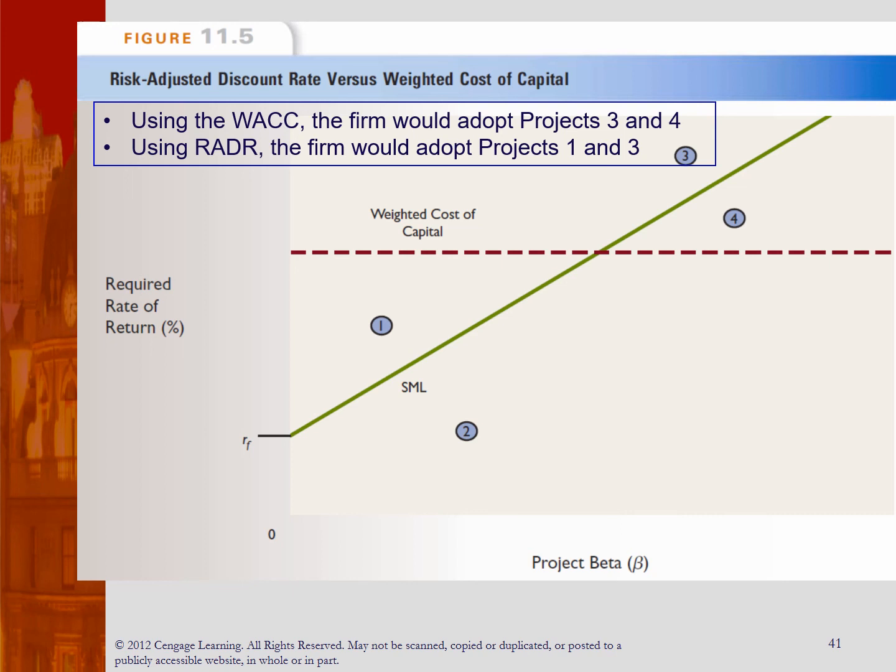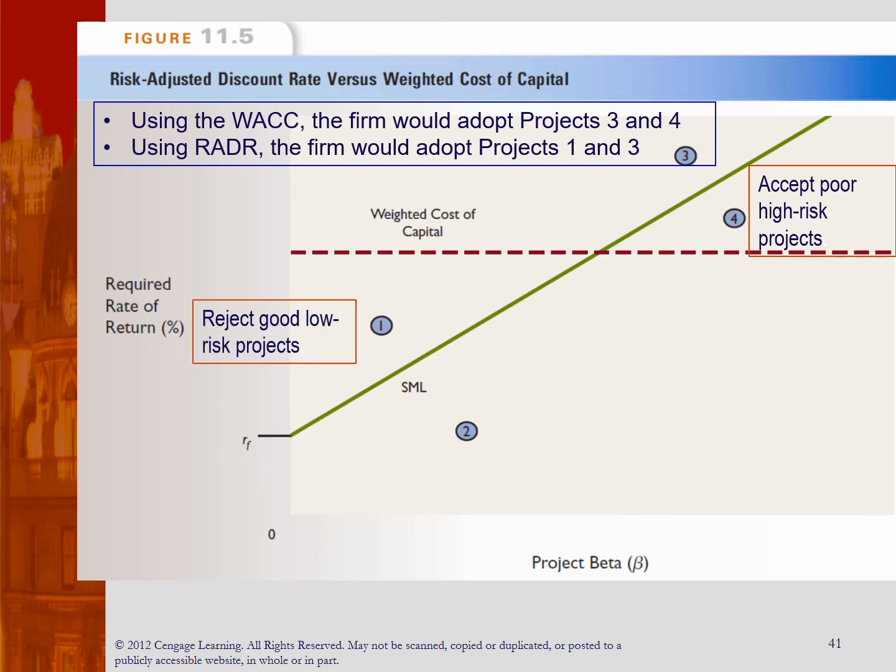We can conclude that if a firm's weighted average cost of capital is used to evaluate projects, a firm may end up accepting poor high-risk projects like Project 4 or rejecting good low-risk projects like Project 1.